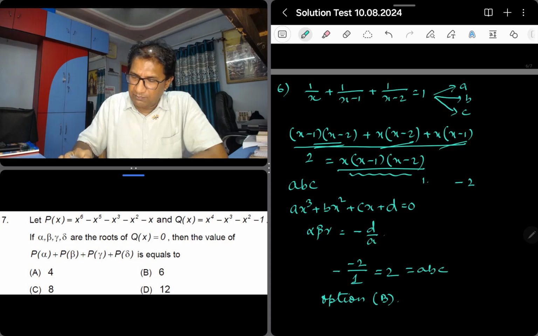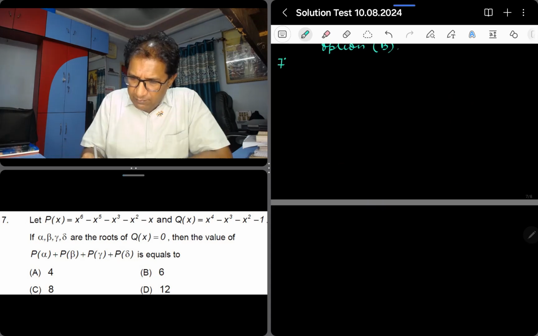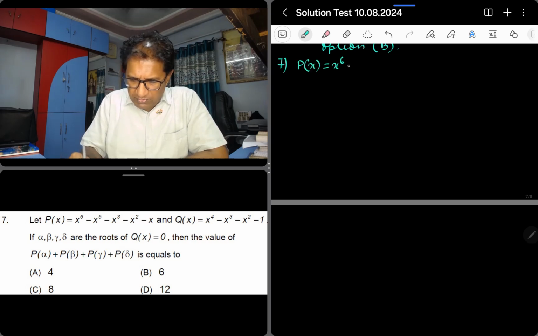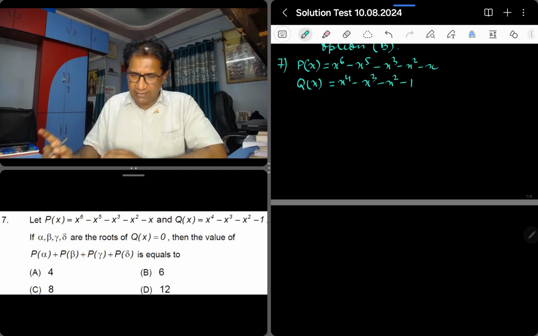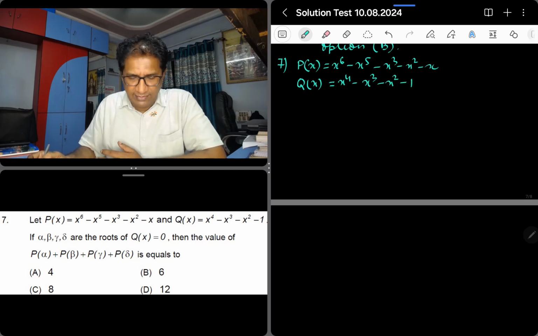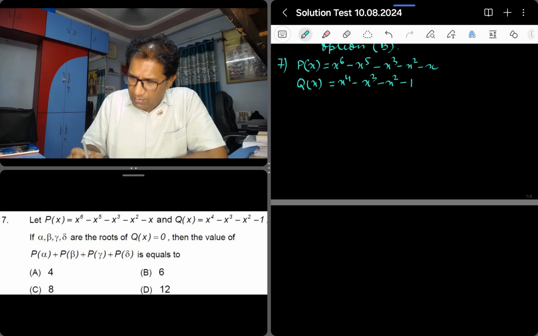Okay, the next problem. So in question number 7, we have been given that Px is x to the power 6 minus x to the power 5 and Qx is, and they have said that alpha, beta, gamma, delta are the roots of qx equals to 0. So what I'm trying to do, I'm simply dividing px by qx.